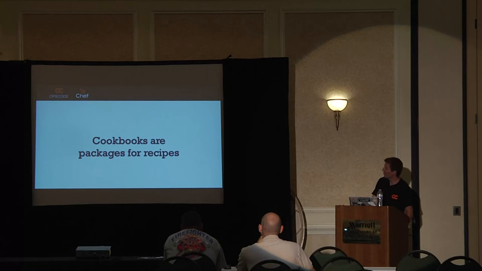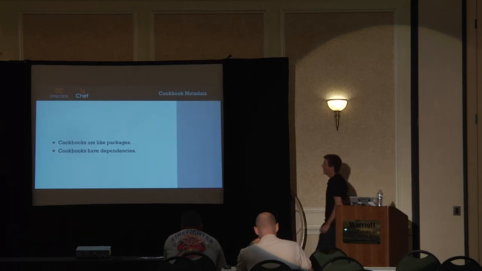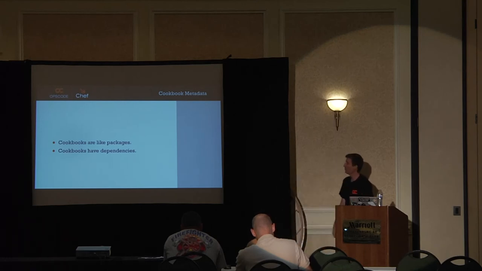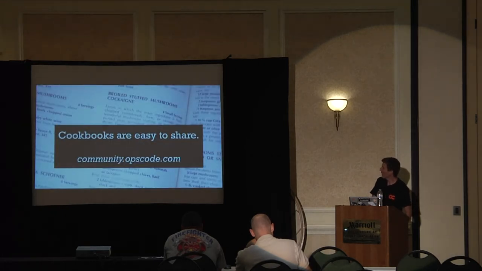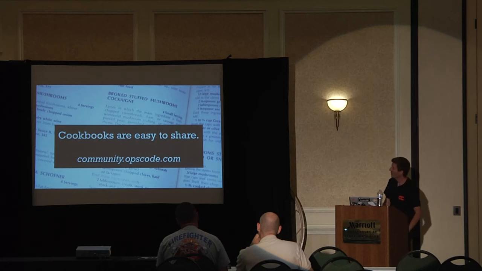Cookbooks are packages for recipes. And just like packages in any other packaging system, they have dependencies. So when you're creating your cookbook, if you have to use the Apache 2 cookbook, you would just put an explicit dependency on it. It's pretty nice, and it makes code very reusable. And they're easy to share. As we talked about before, community.opscode.com is the spot to go share those. That's just like PyPI, RubyGems.org, or CPAN.